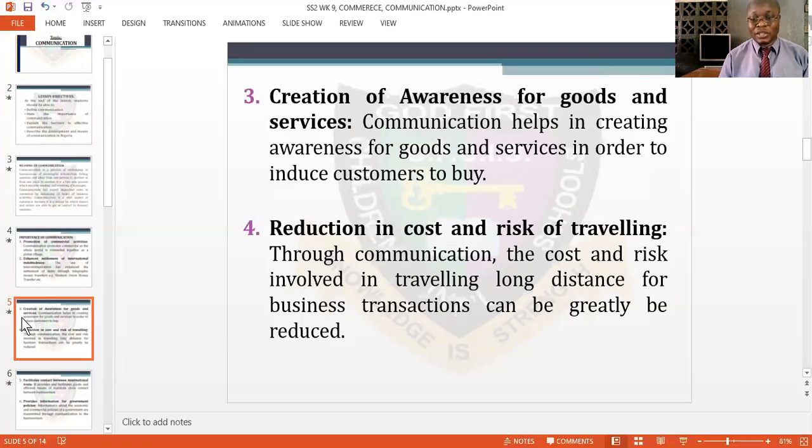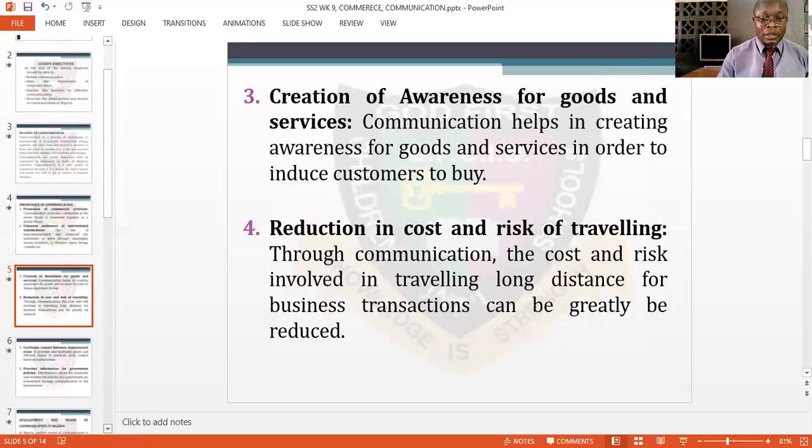Then there is reduction in cost and risk of traveling. Through communication, the cost and risk involved in traveling long distances for business transactions can be greatly reduced. So that has helped them a lot as well.